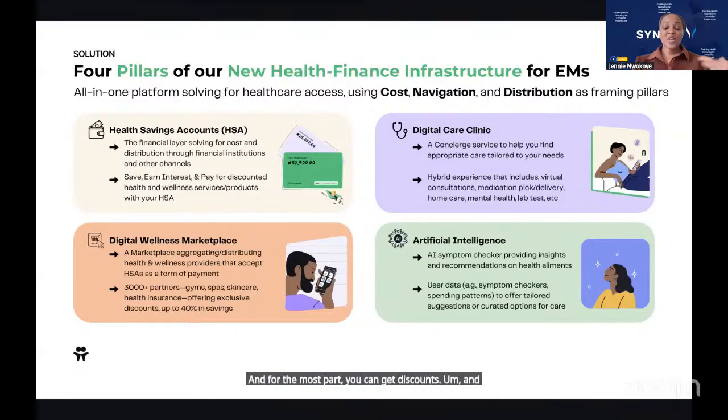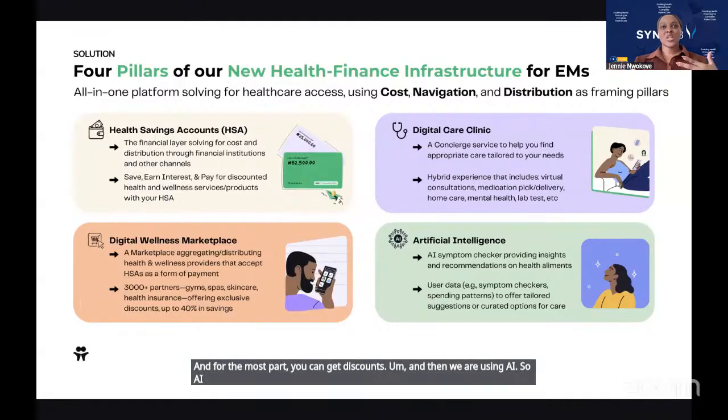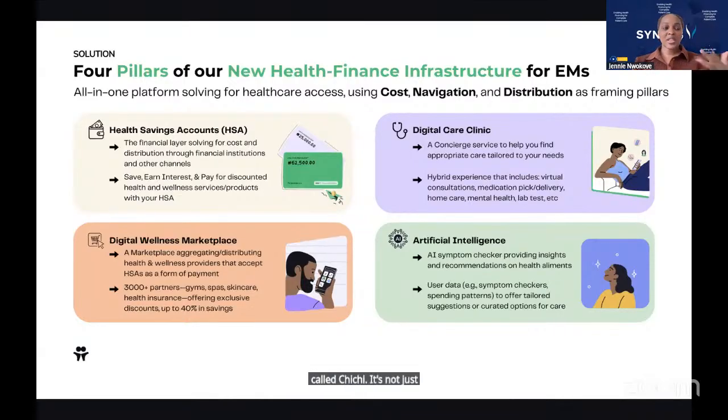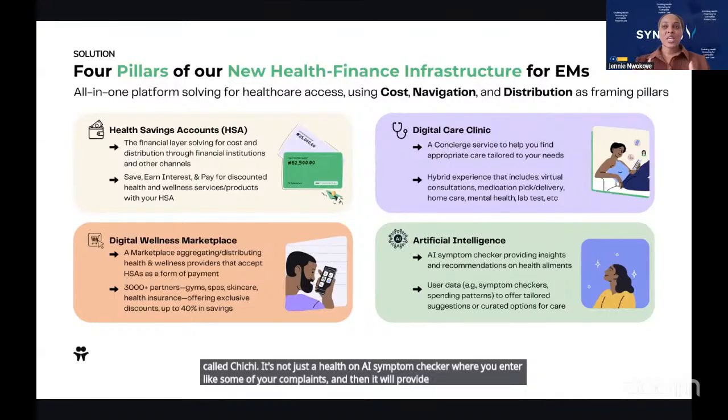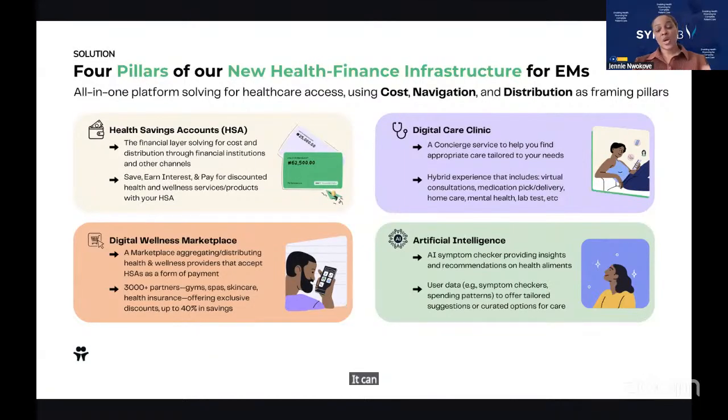And then we are using AI. AI is very popular today. We've heard so many use cases of how AI is influencing health and other industries, but particularly for Clafia, we have an AI-powered chat service called Chi-Chi. It's not just an AI symptom checker where you enter some of your complaints and it provides some insights. It also elevates the experience on Clafia: it can book appointments for you, give you reminders, and order lab tests on your behalf. It can find the pharmacy closest to you, where you can use your HSA to pay for the services.